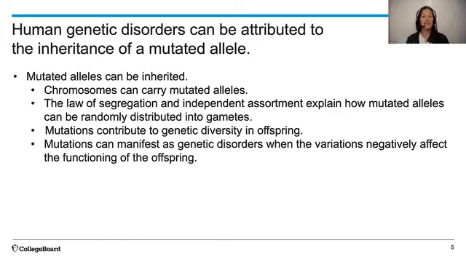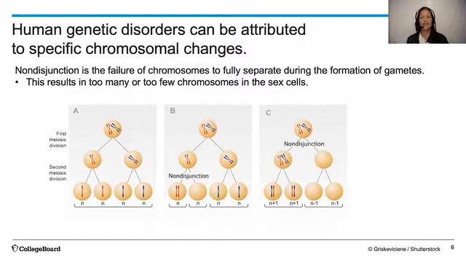So there's one more piece of this. These disorders can be attributed to specific chromosomal changes. Non-disjunction is the term we use for a failure of chromosomes to fully separate during the formation of gametes. And what this means is the sex cells are going to end up with either too few or too many chromosomes. And that's what this picture here is representing. It's representing N being a traditional number, in this case 1, whereas here you're seeing non-disjunction. This gamete is going to end up with more than the expected number of chromosomes.